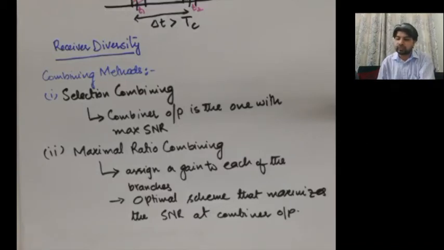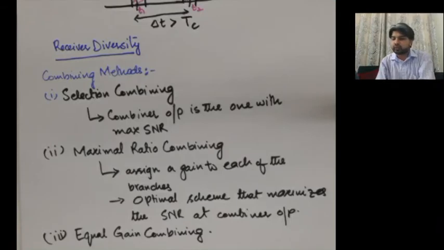Of course, because it is optimal, it would be the most complex of the schemes as well, because you need to have specific gains which are different for each of the branches. So a simple solution which gives a very good performance, a little suboptimal compared to MRC but much simpler, is called equal gain combining. In equal gain combining, you assign equal gain to all of the branches at the receiving end. So receiver diversity combines the receiver output in a linear fashion.